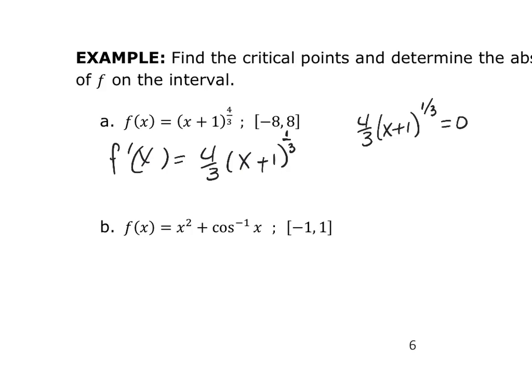I'm going to go ahead and get rid of that fraction in front, so I'm going to multiply both sides by the reciprocal, 3 over 4. Look, I just got rid of it. So I have x plus 1 raised to the 1/3 is equal to 0. So I cube both sides, and I just get x plus 1 is equal to 0.